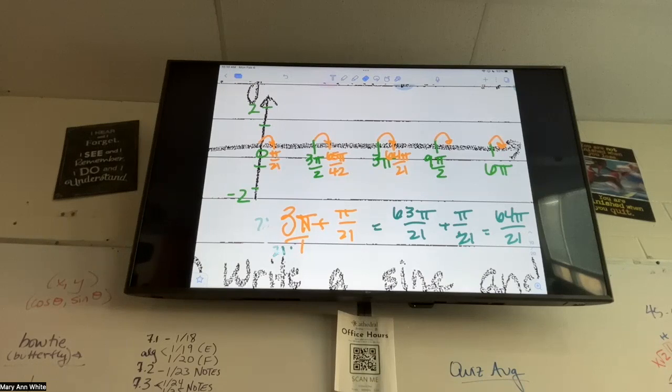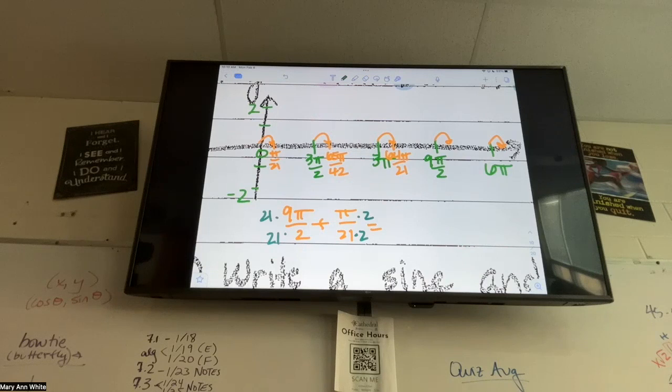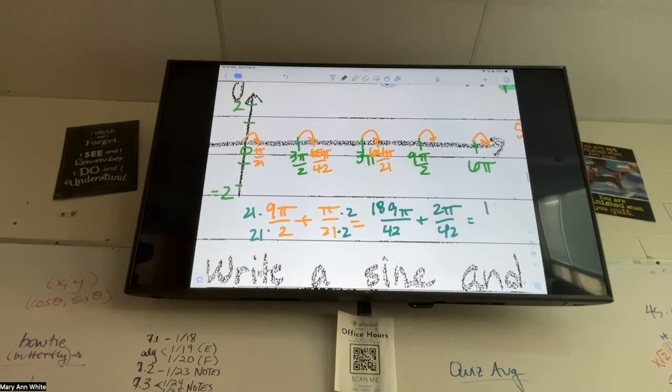All right, now I'm going to do 9 pi over 2 plus pi over 21. So again, I'm going to have an ugly 42 on my bottom because I'm going to multiply 2 by the second fraction, 21 by the first one. 191 pi over 42.